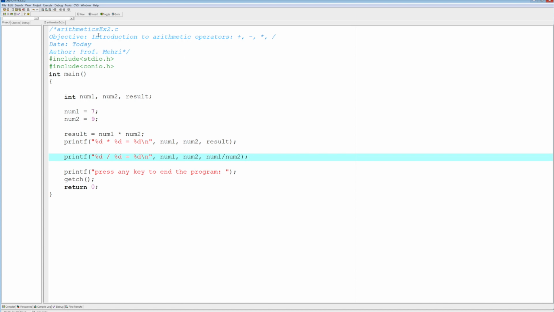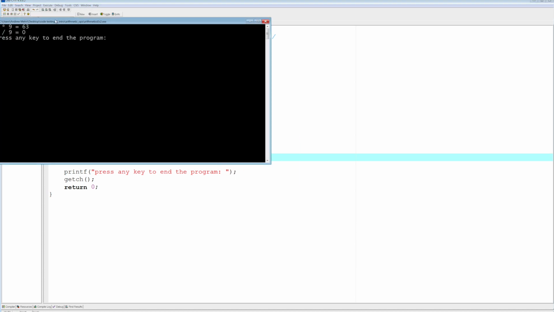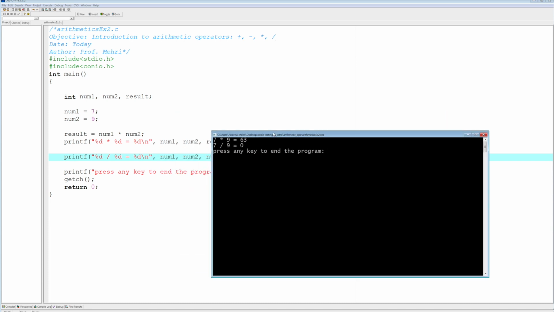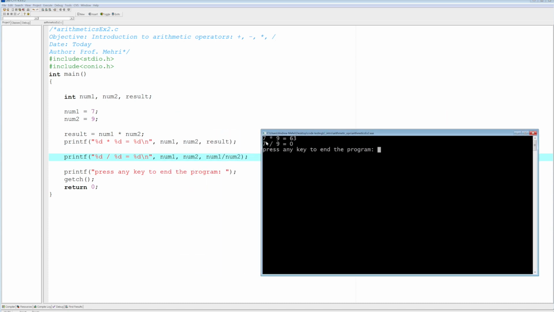So let's see how this works for us. So we're dividing num1 by num2. So compile and run. And sure enough, you're gonna get 0. Now you would say, well, wait a minute. 7 divided by 9 should give us a 0 point something. Well, this is an integer division. So it's not going to yield a float value, okay?